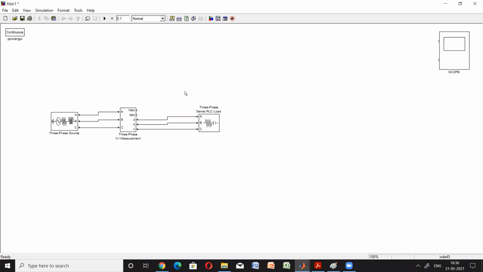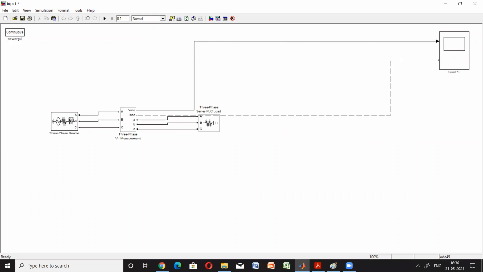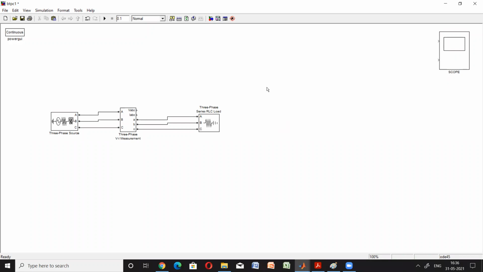What is routing operation? Routing operation is very simple. Suppose, as you see, VSC is connected with this point of the scope, and IABC is connected with this point of the scope, isn't it? This is a wired communication. Now I want to make a wireless communication, or routing communication. Routing communication is also called wireless communication.